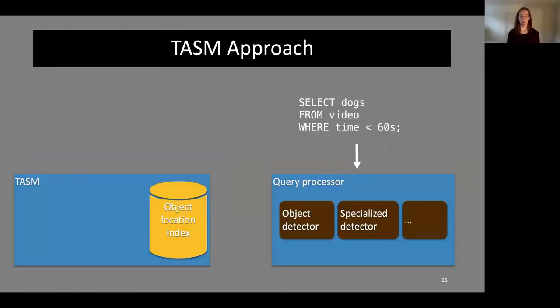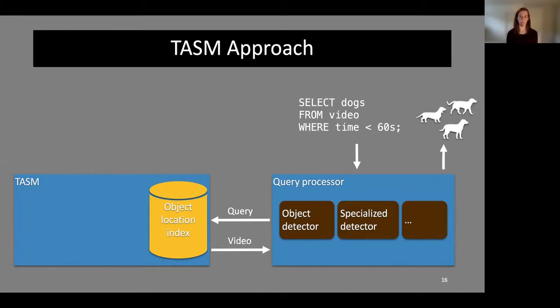Now let's look at how TASM addresses these challenges and finds efficient tile layouts. Again, TASM is the storage layer that interacts with the query processor. Initially, nothing is known about the video, and so when we get the first query for dogs in the first minute, the query processor gets the first minute of video from TASM, finds the dogs using an object detector or specialized model, maybe does some further processing, and then returns them to the user.